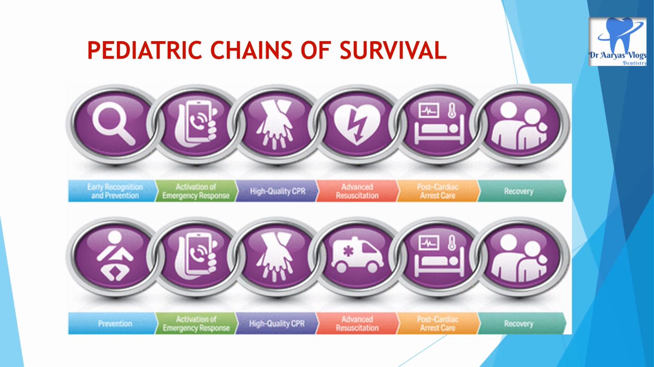This is the pediatric chains of survival. This is the in-hospital chain: early recognition and prevention, activation of emergency response, high quality CPR, advanced resuscitation, post-cardiac arrest care and recovery. And the out-of-hospital chain is prevention, activation of emergency response, high quality CPR, advanced resuscitation, post-cardiac arrest care and recovery. Here also, links 1 and 4 are different.